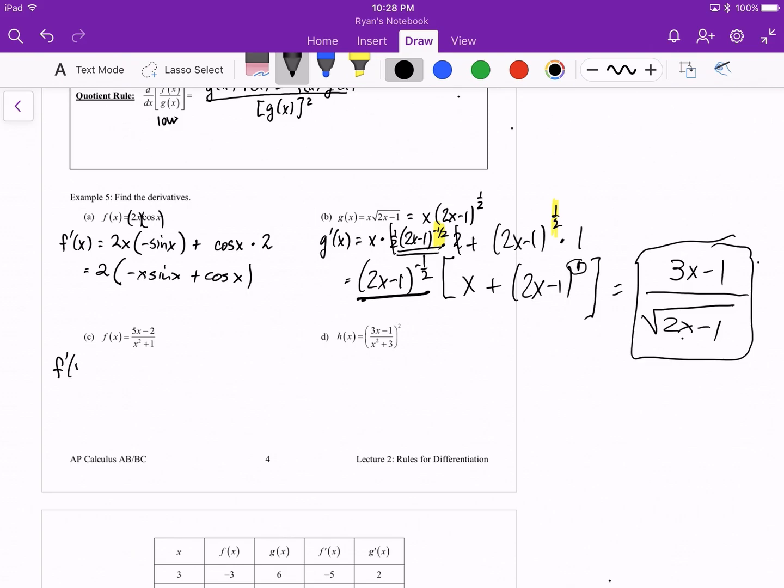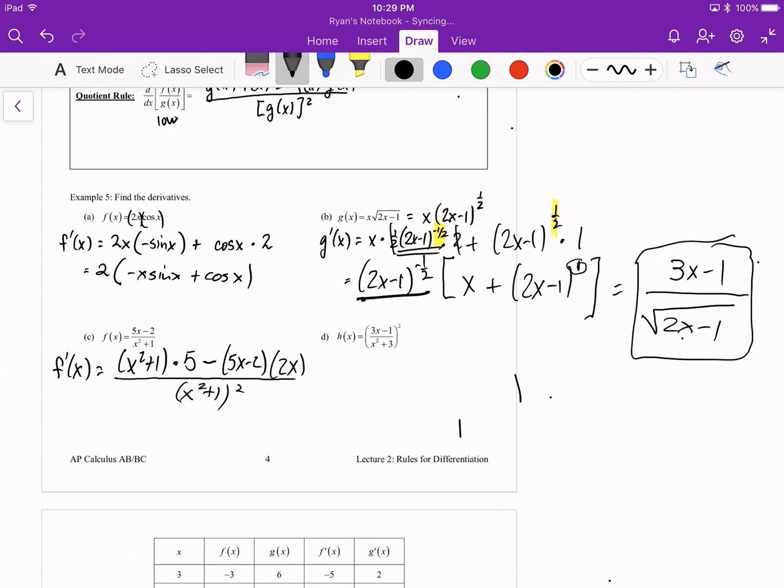So f prime of x is equal to low, which is x squared plus 1. And what I want you to notice is that I'm putting that in parentheses, okay, so that I know that everything is going to be multiplied by the derivative of the top. So the derivative of the top is 5, minus high, which is 5x minus 2, times the derivative of the bottom, which is 2x. Okay, so low d high minus high d low, and then all over, please do not forget this part, all over low squared. So that's going to say x squared plus 1 squared.